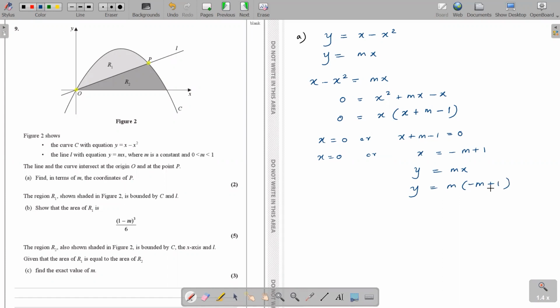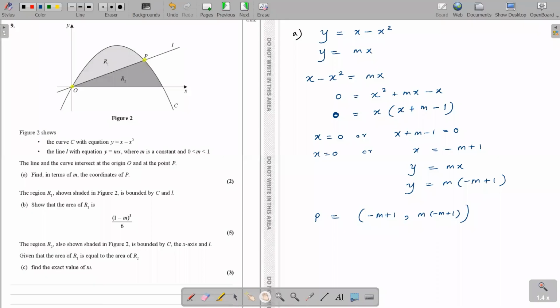Do you agree with me? So this is it. The coordinates of P are minus m plus 1, comma, m times minus m plus 1. Do you agree with me? This is the answer for part A. You can open the bracket and expand, or keep your answer. It's perfectly fine, okay?